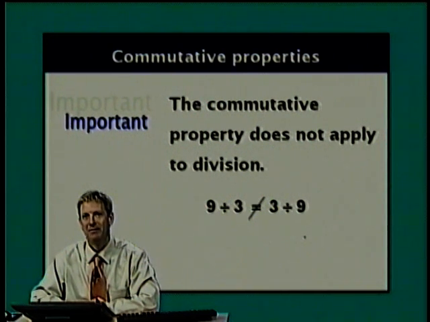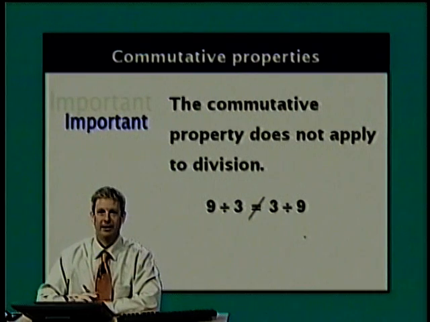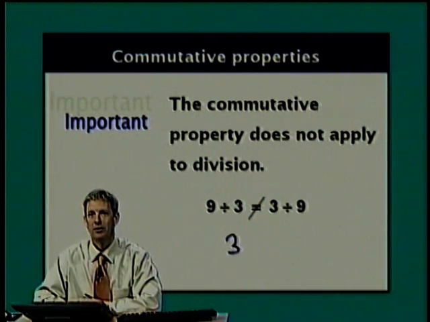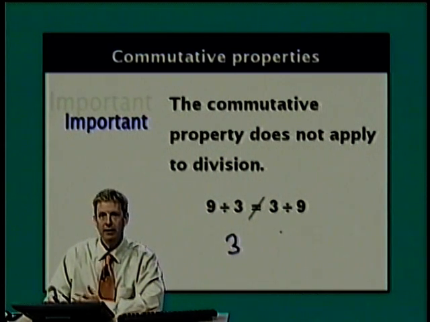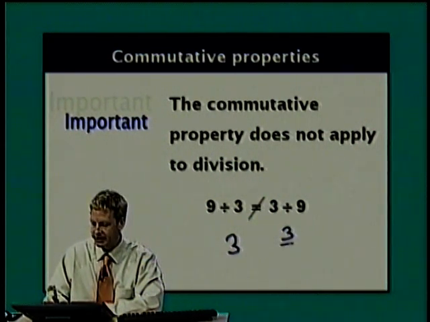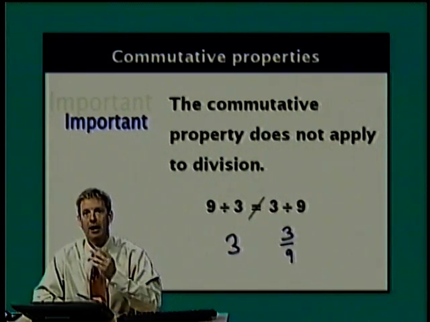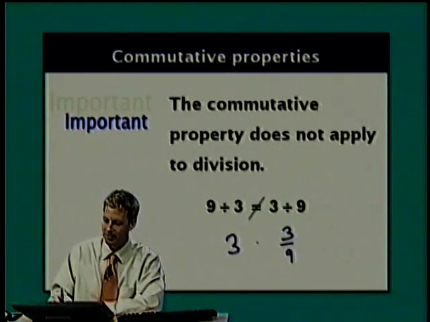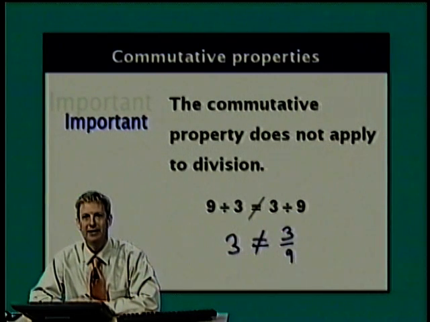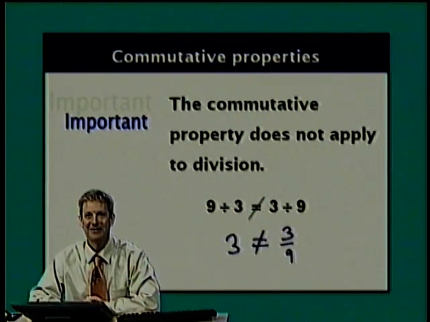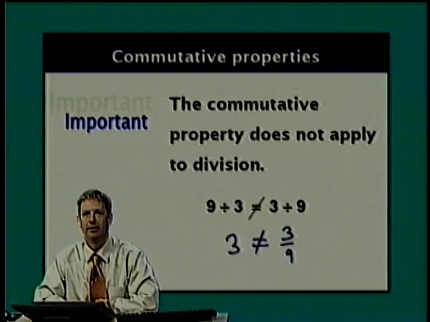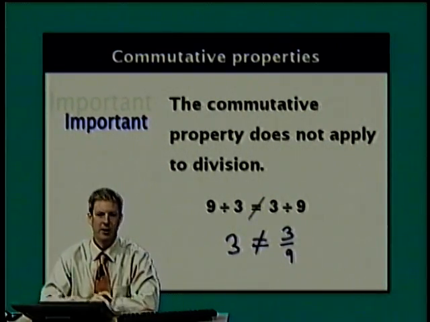Everything's a muck when we try to apply the commutative property to division. 9 divided by 3 is 3. 3 divided by 9 can be represented as the fraction 3/9, and it's true that the fraction 3/9 reduces, but that's not the point. The point is that 3 and 3/9 are not equal to each other. Subtraction, no commutative property. Division, no commutative property.